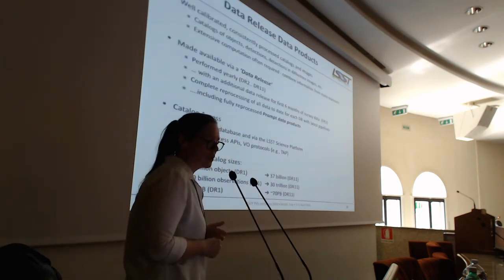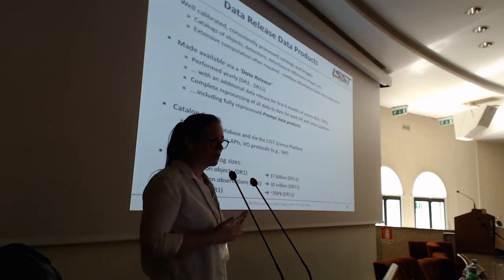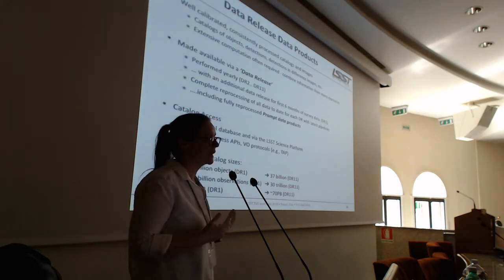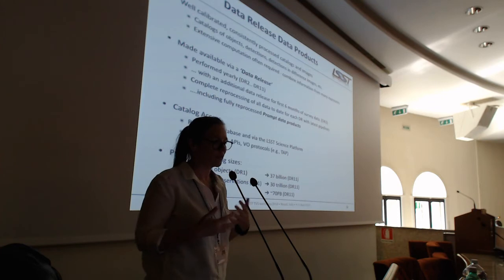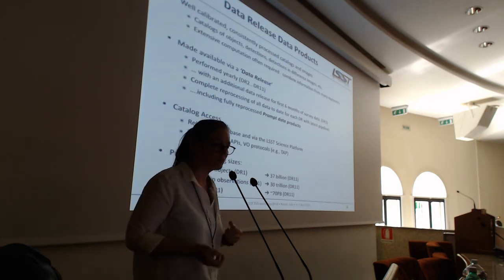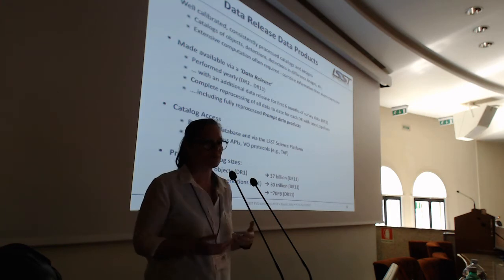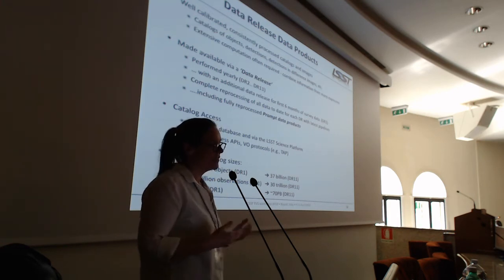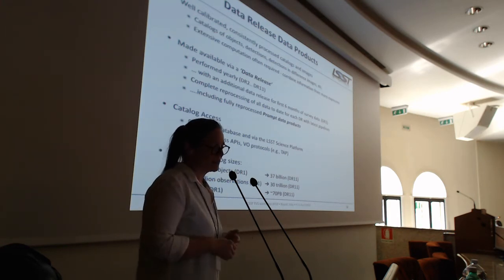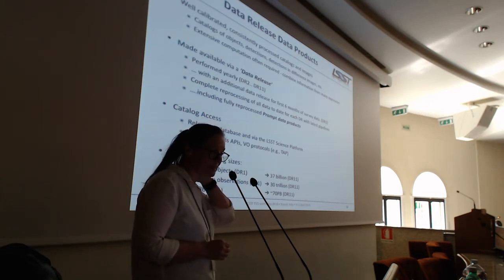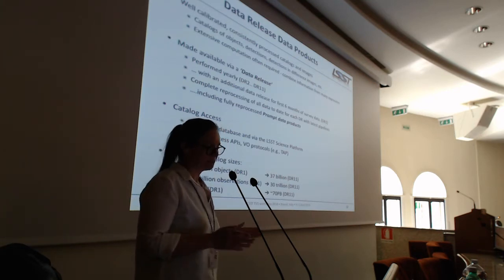So what's in the data release products? You have well-calibrated, consistently processed catalogs and images. You have catalogs of objects, detections in difference images. Often extensive computation is required here that combines information from many exposures. And this very rich data set is made available via what we're calling a data release, which is performed yearly.